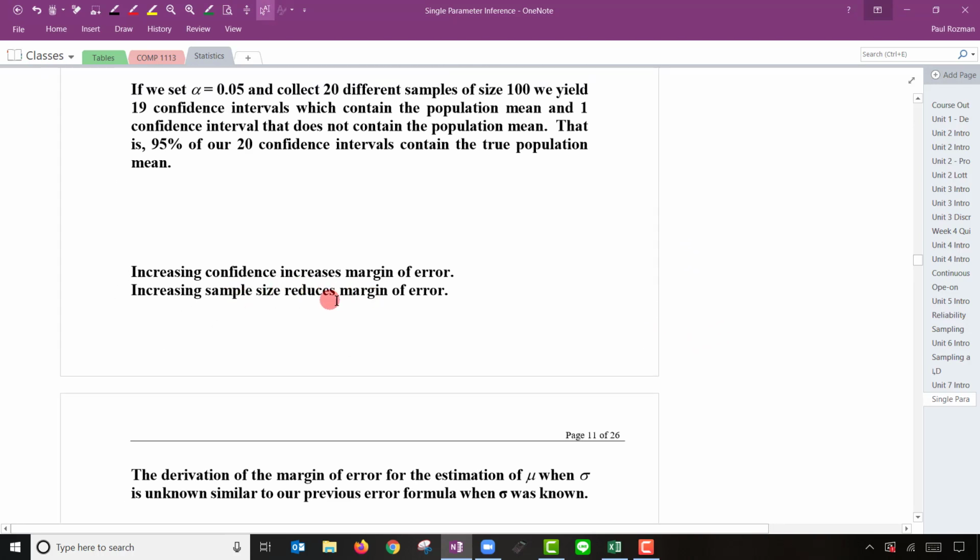And we talked about this, increasing sample sizes reduces error. You can also increase confidence to reduce the error, but it doesn't have as much of an impact, especially because you don't have very many choices for what you pick for confidence level.